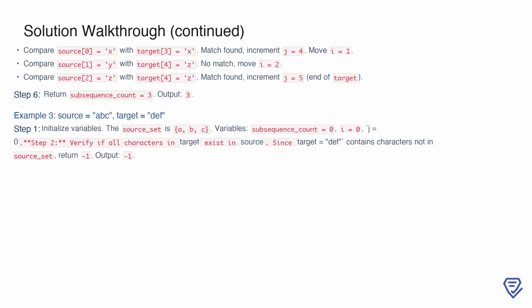In the third example, the source is ABC and the target is def. We initialize the variables as usual, with source_set equals {a, b, c}, and j and subsequence_count starting at 0. When verifying whether the target can be formed, we find that target equals def contains characters not present in source_set. Since forming the target is not possible, we immediately return -1 as the output.